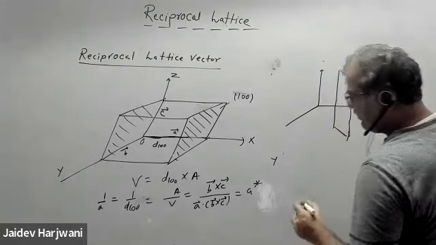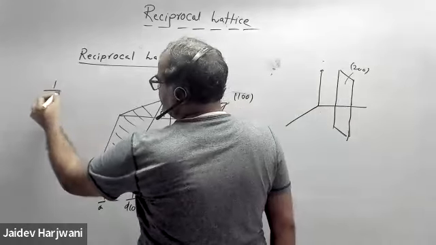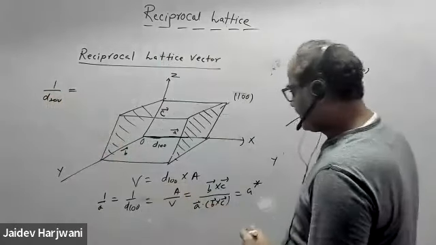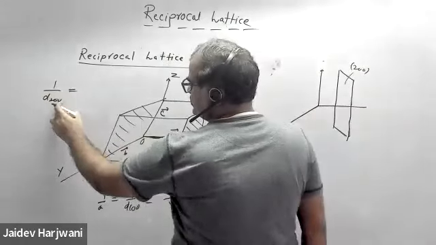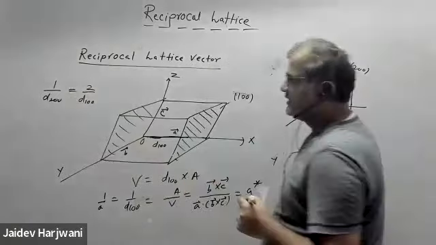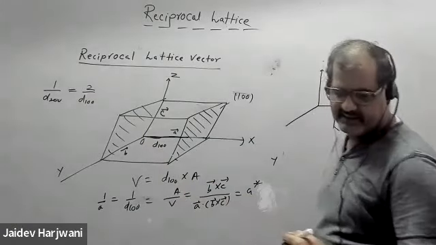Now if I want to calculate d for the 2 0 0 plane, what can I write? I can simply write 1 by d 2 0 0 equal to 2 upon d 1 0 0. Can we write it like this?